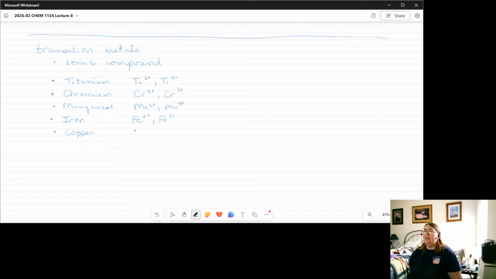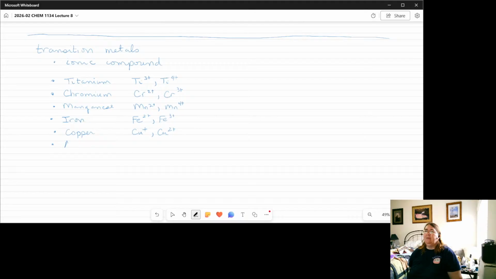Copper was named cuprous in Latin, so Cu, and it's a +1 or a +2. It was named cuprous because of its green color. The green that you see on the Statue of Liberty is copper oxide, copper 2 oxide. So it's a very specific shade of green.